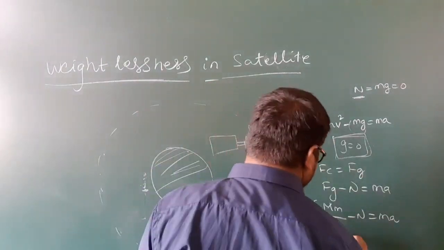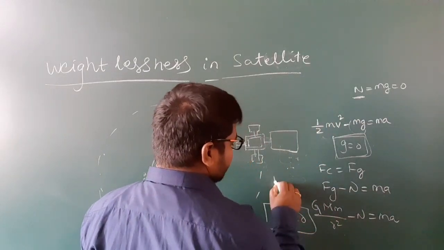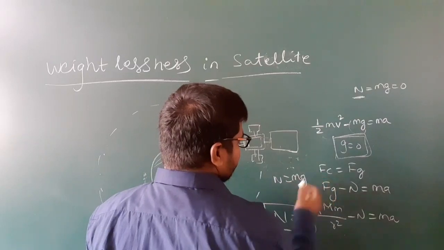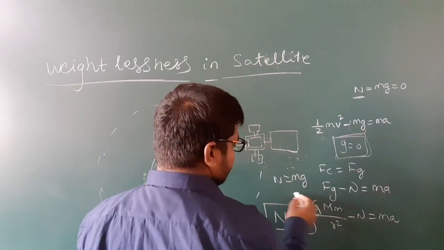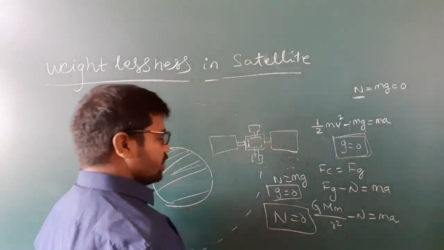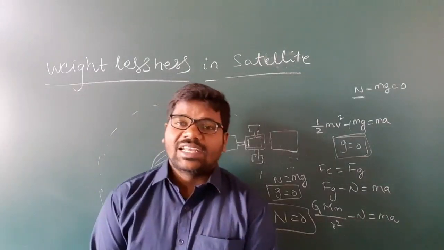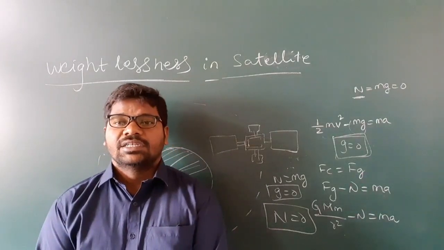So in this case also, there is no normal force, meaning N is equal to mg. So N is equal to 0 means g is equal to 0. Understand, my children? So this is about weightlessness in satellites.